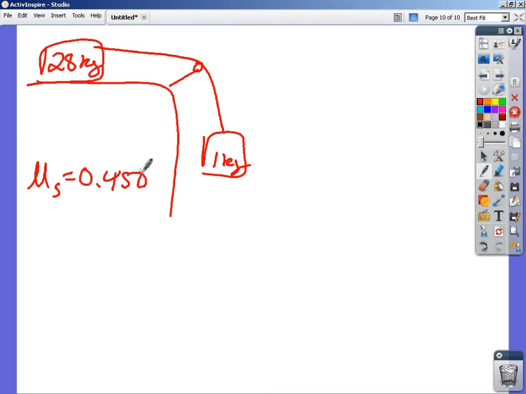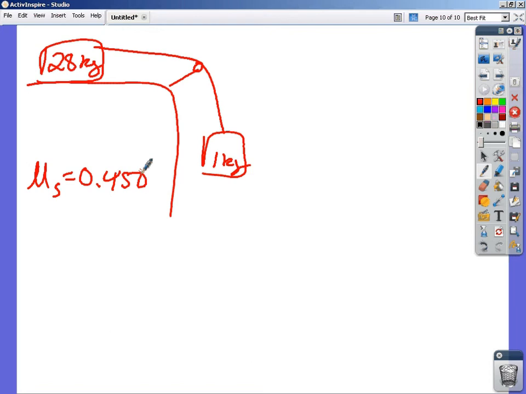And the coefficient of kinetic friction between a table and block is a lot smaller. So once you get it moving, and this should make sense with what you've experienced so far in your life, it's slightly easier to keep it moving because your coefficient of kinetic friction is going to be a little bit smaller.